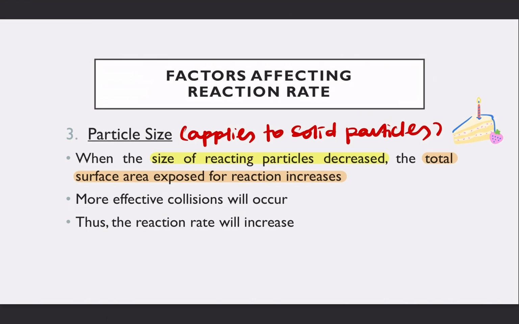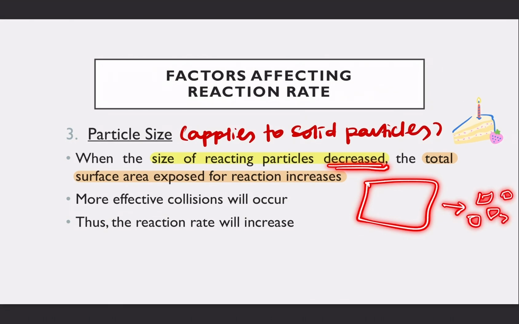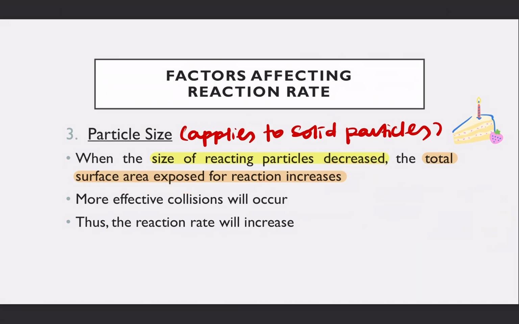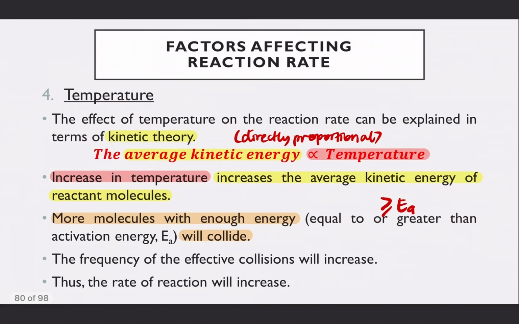So when the size of your reacting particles is decreased, meaning you cut them, make them smaller from a big chunk to smaller chunks, the total surface area exposed for reaction increases. More surface area is exposed, therefore the higher the frequency of collision, and therefore more effective collisions will occur. Therefore, the rate of reaction also increases. Simple, right?